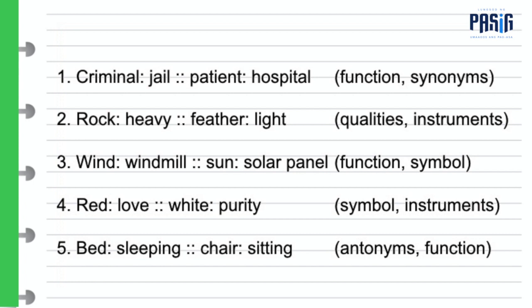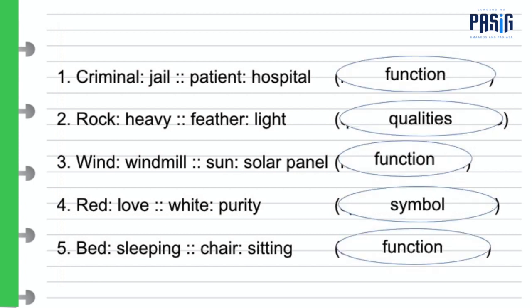Here are the answers. Number 1. The relationship of the pairs of words is function. Number 2. The relationship is qualities. Number 3. The relationship is also function. Number 4. The relationship is symbol. And finally, number 5. The relationship is function.